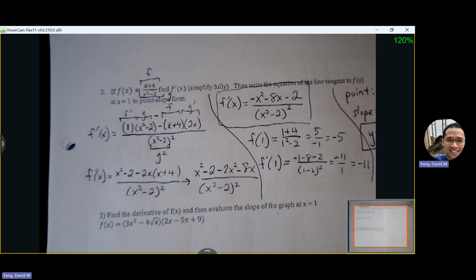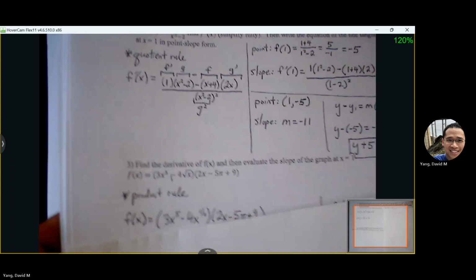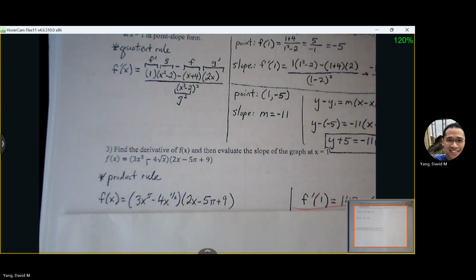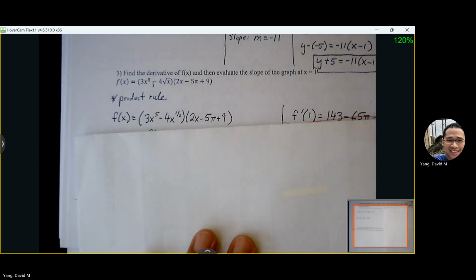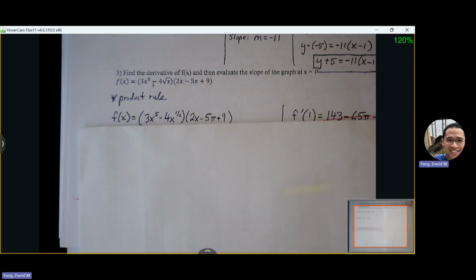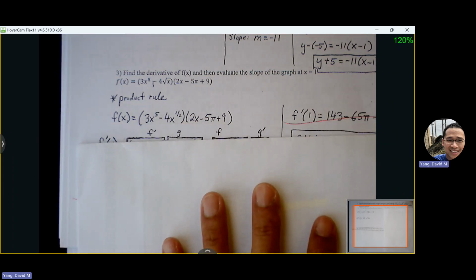So let's try that. Try going through product rule for number 3. Any questions with 2? So my first parentheses, I'll call that F. The second parentheses, I'll call that G. And we'll just do F prime G plus F G prime.